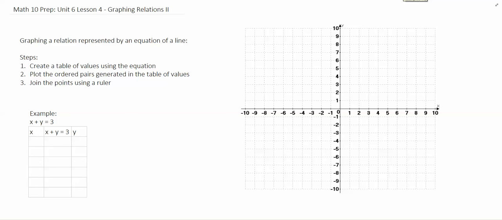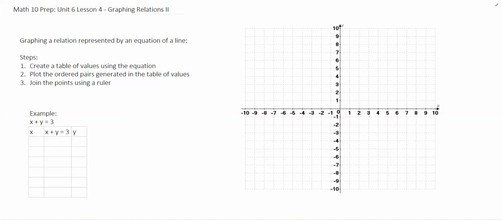So this is Math 10 Prep. We are in Unit 6 and we are going to do Lesson 4, Graphing Relations 2. This particular lesson focuses on how to take an equation and put it on a graph, and how to take a graph and turn it into an equation.